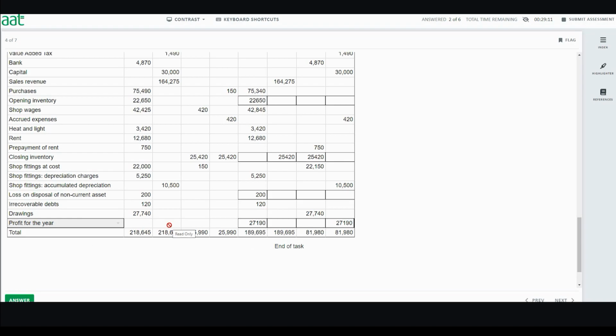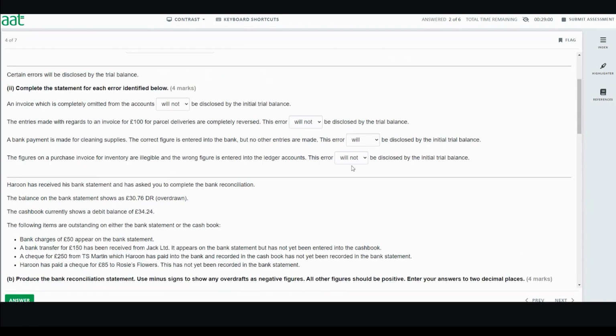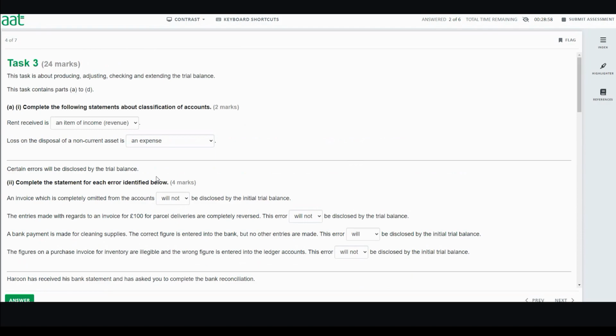Okay, so that is basically task 4 in a nutshell. So it's not difficult if you take it step by step and you don't panic and you read the questions carefully. But again, task 3 worth 24 marks.